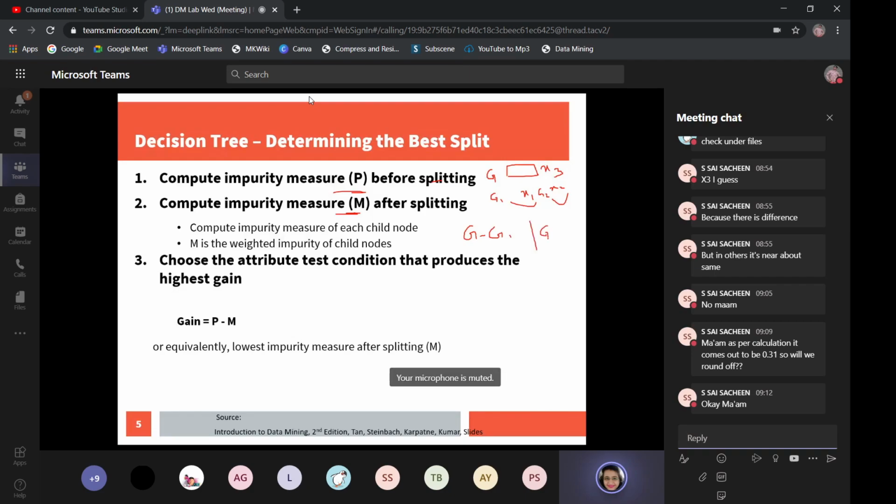Or if you are using entropy, then we will be computing the entropy measures. Now if this gives me 0.6 and this gives me 0.4, then I am going to use attribute x1 for the split because this is giving me the maximum gain. So we will choose the attribute test condition that produces the highest gain, or this can also be put as the one that gives the lowest impurity after splitting.